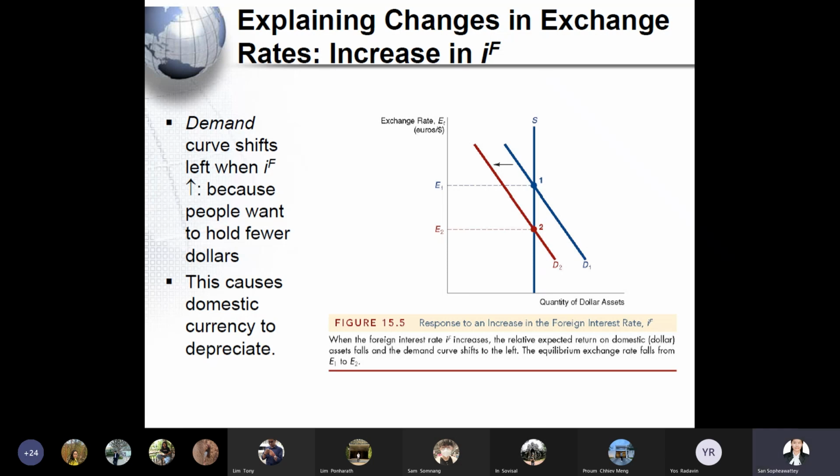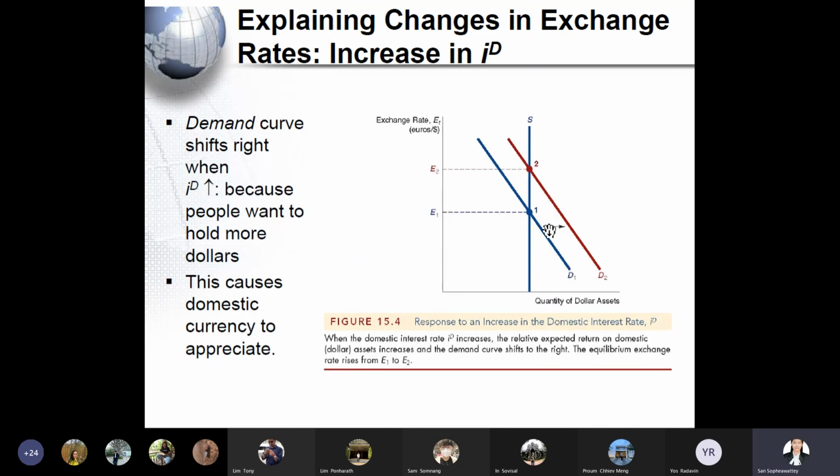That is the question of why the domestic currency depreciates. Any questions here? And then when the foreign interest rate decreases, it is just the other way around, with this graph, I think.